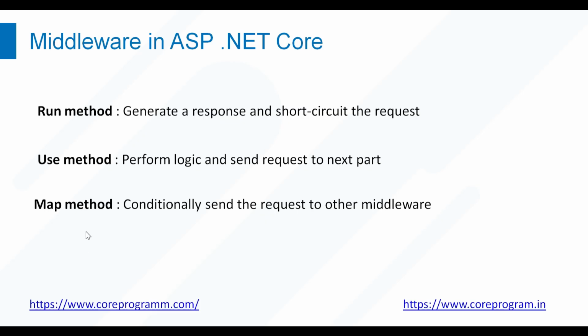Then let's discuss the map method. This method is used to match the request delegates based on the request path. This method allows branching of the pipeline path. In other words, this method creates separate paths or branches for your middleware pipeline with multiple terminating ends.